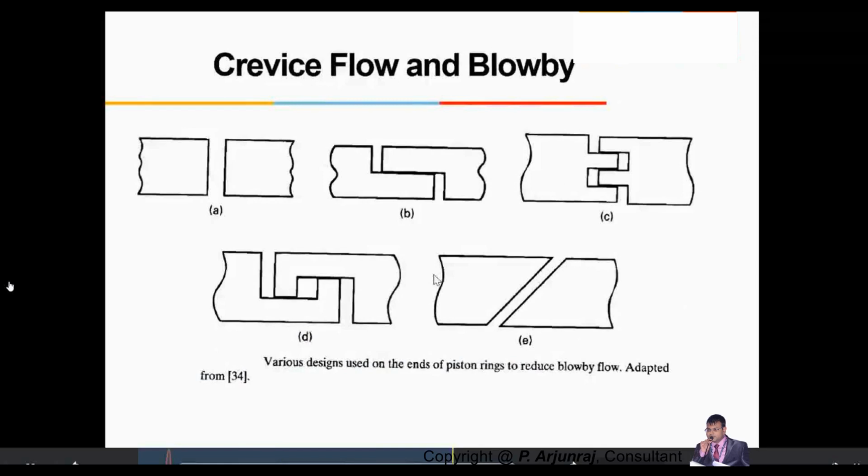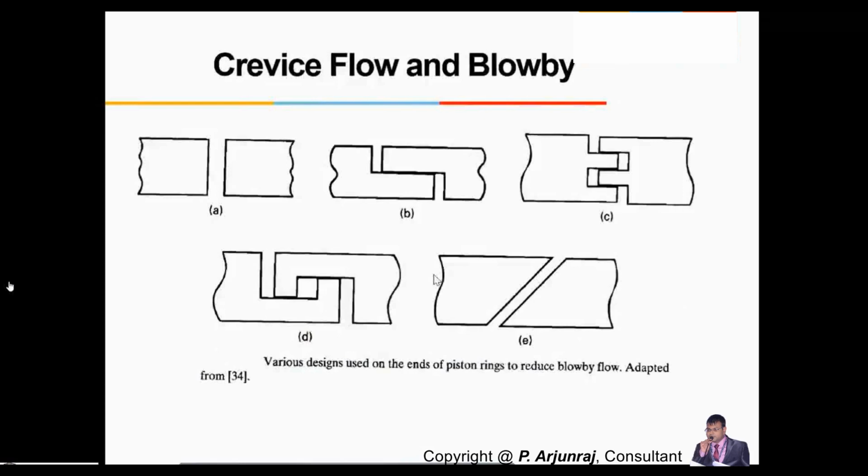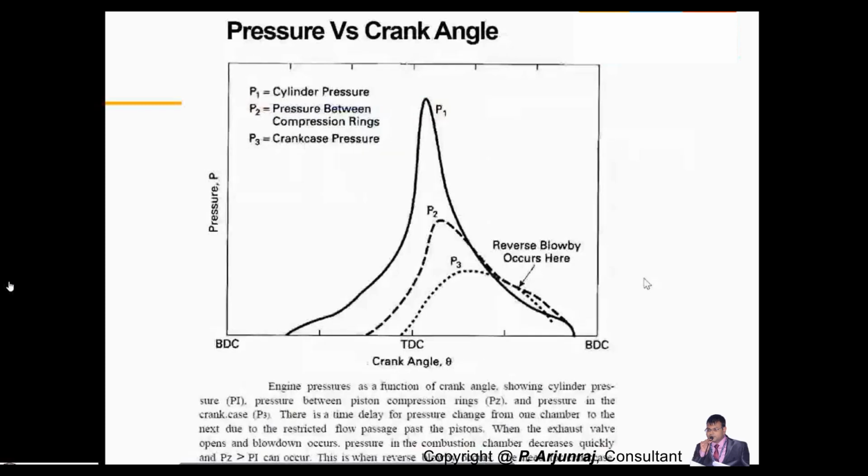All this explanation is again given in chapter number 6 in a book called Villiers W. Book. You can look into it. We have various designs used on the end of the piston ring to reduce the blow-by using different devices. You can have different systems, different configurations. Okay, you look at this.